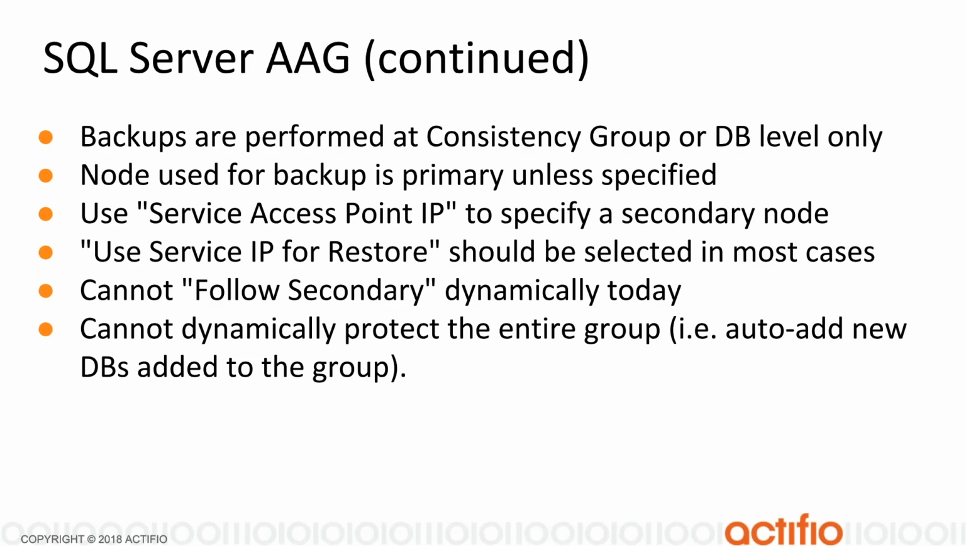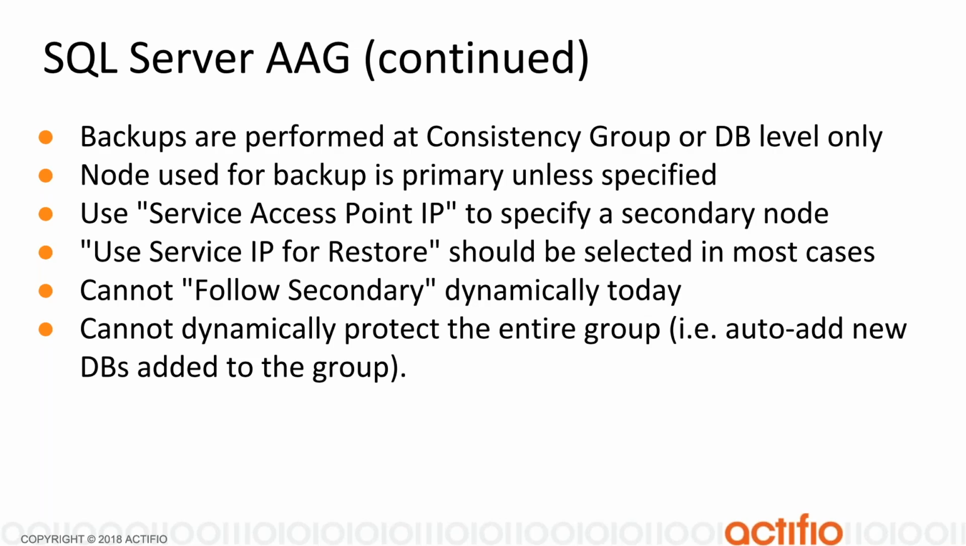So for today, the way that we've implemented it is we've said you can use consistency groups or individual databases to back up these availability group databases. And the node that's used for backup is up to you. The default behavior is back it up from the primary.